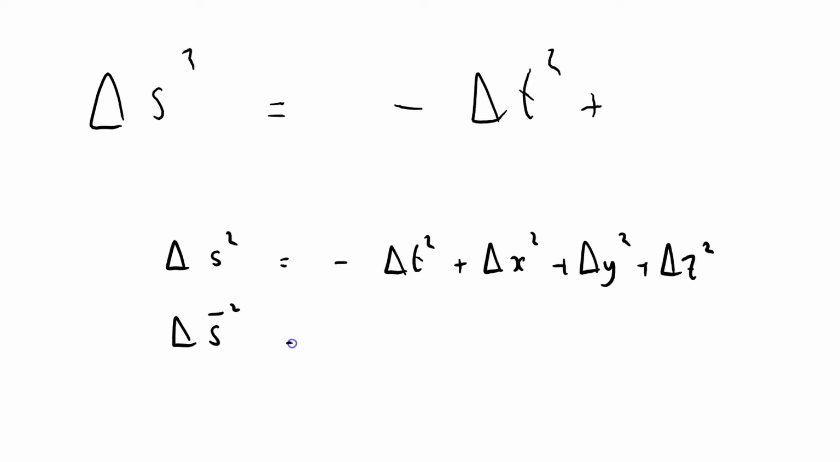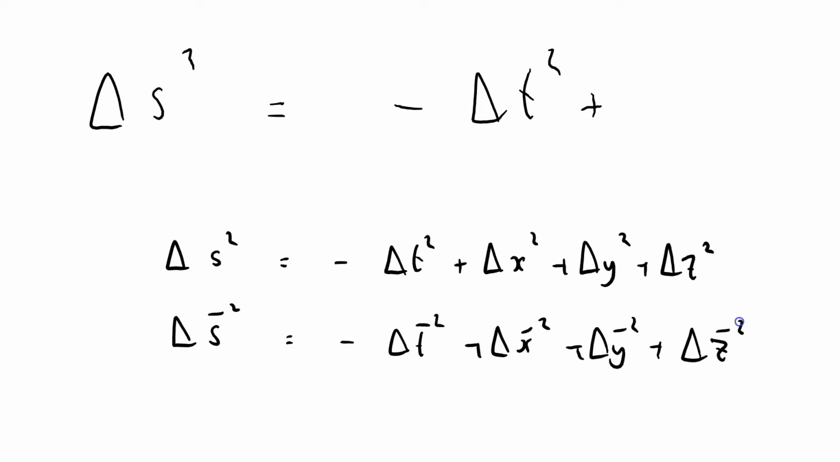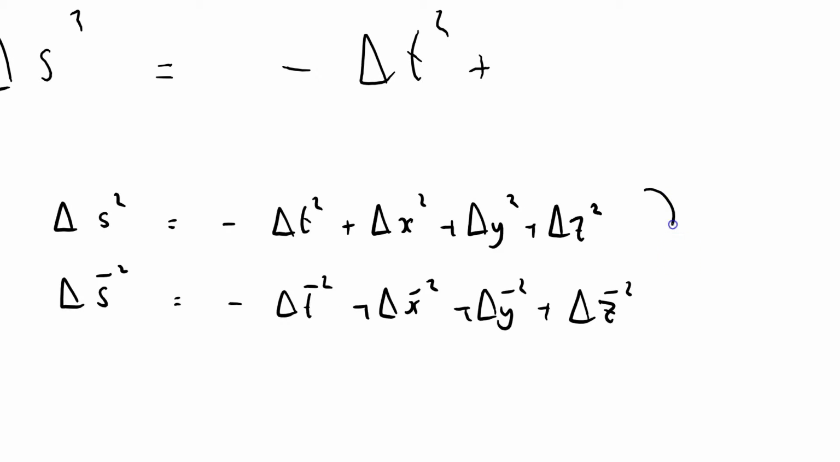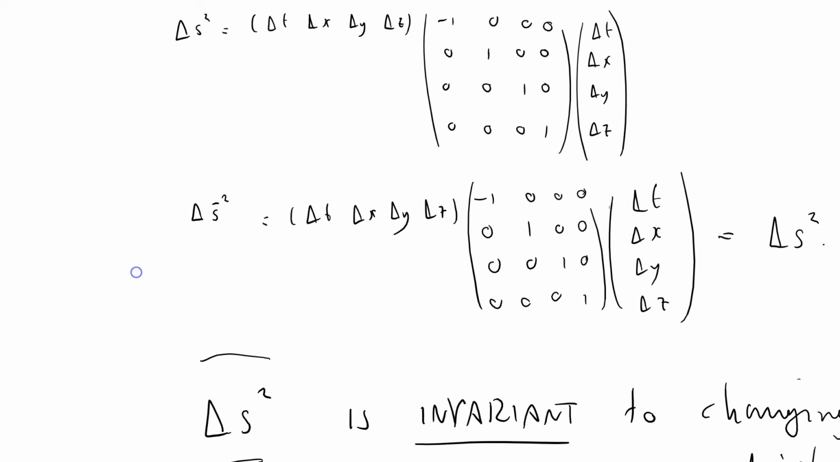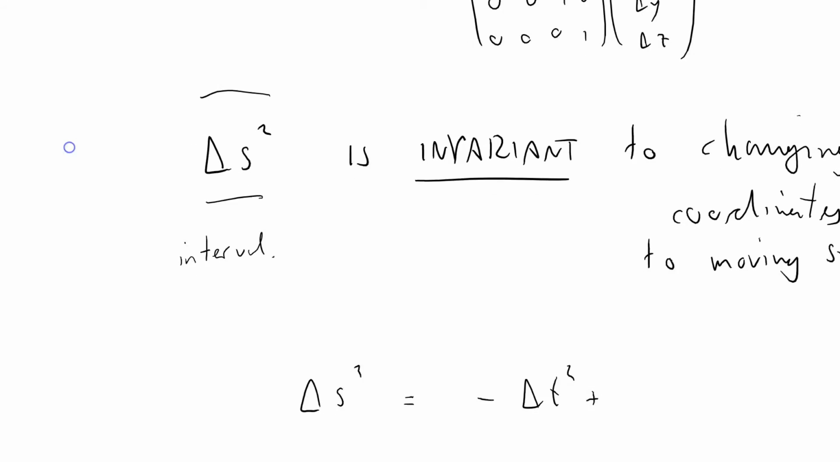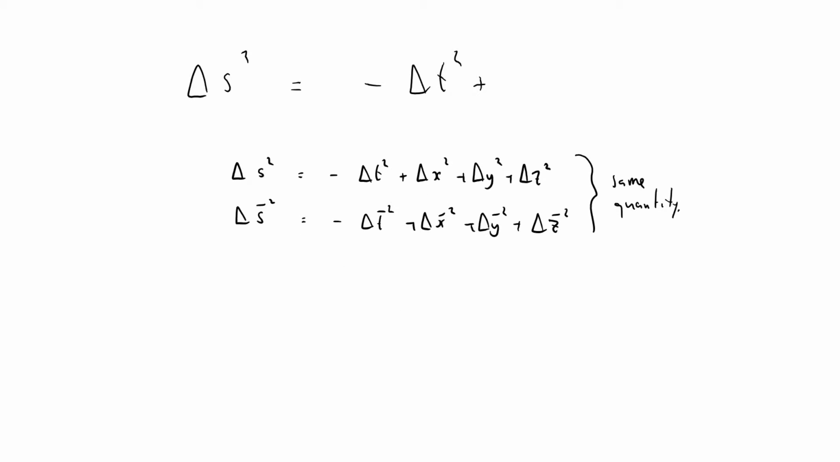I can calculate the same thing in a barred coordinate system with delta t bar squared, delta x bar squared, delta y bar squared plus delta z bar squared, and these are in fact the same quantity. And what basically that means is that the metric tensor that we use here is invariant. It's not invariant, it's just that we can use the same one and get the same answers in the different coordinate systems that we choose.